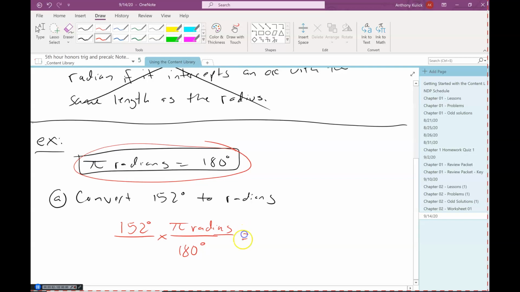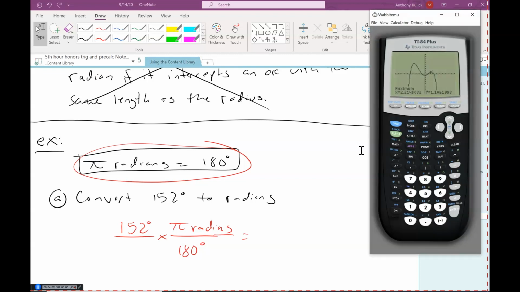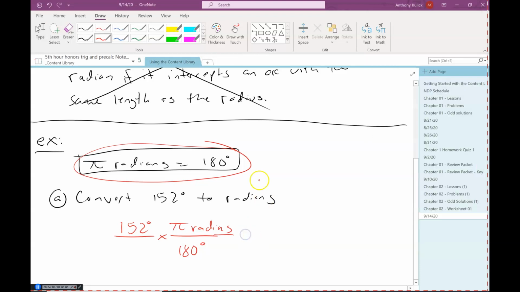Now, if I multiply these together, I'm going to get some value. Let's do this on our calculator a couple of different ways here. So I'm going to do 152 times pi over 180. So I get about 2.653 radians.